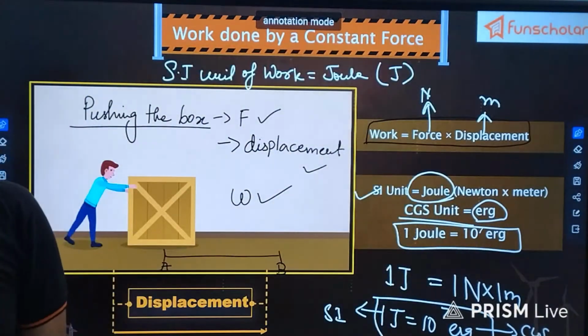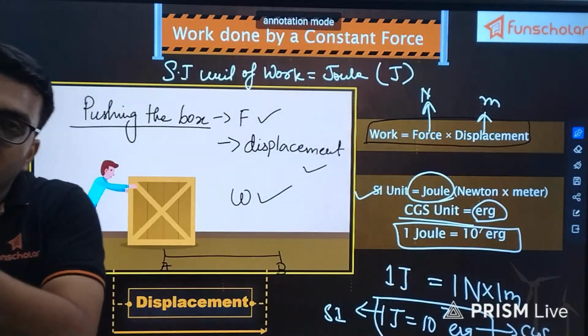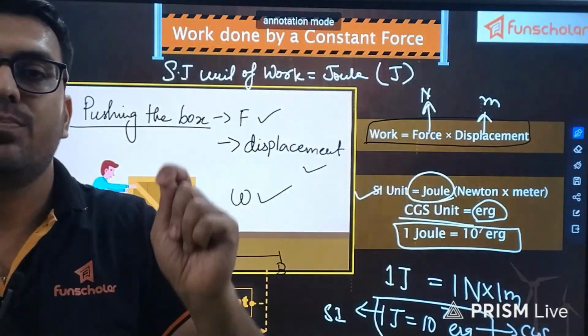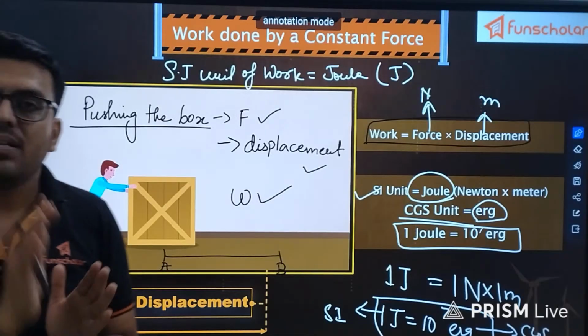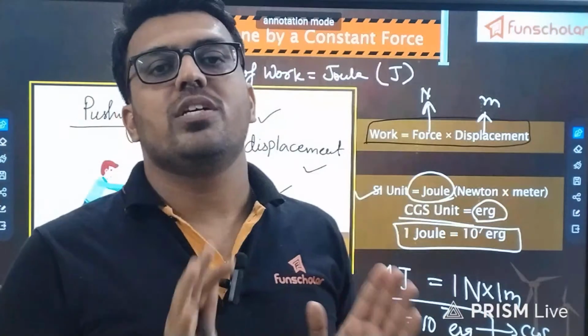So to revise this, what is work? When we apply a force and that force produces a displacement in that object, we call that work has been done. What is the SI unit? SI unit is joule. Symbol is capital J. What is 1 joule? 1 joule is 1 Newton of force causing 1 meter of displacement.